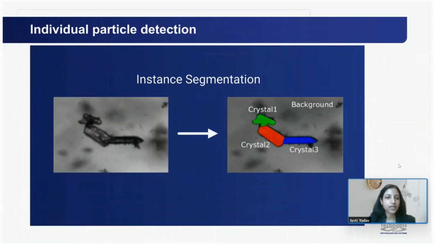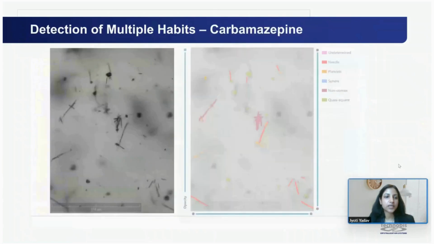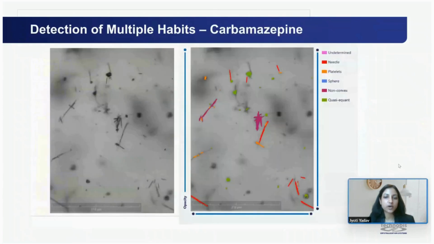Next, detection of multiple habits. This is an example of carbamazepine. Here you can see that different crystal habits are identified by different colors, needle-shaped crystals in red color and these cubic-shaped crystals in green color.